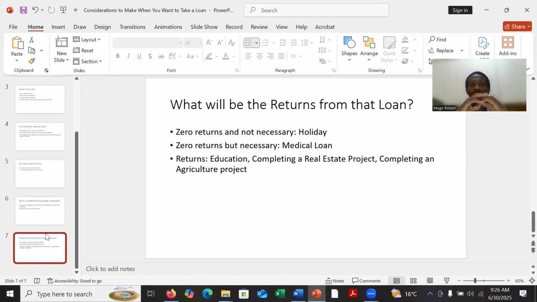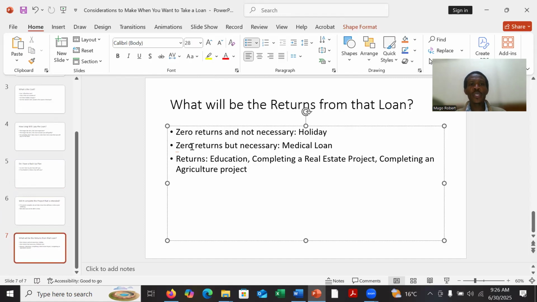The last one that we shall ask ourselves, what will be the returns from that loan? Returns here, I need to correct, will be positive or negative returns. There are loans that you will find yourself having negative returns, but yes, as much as they have negative returns, they are necessary. There are some loans with negative returns that will not be necessary.